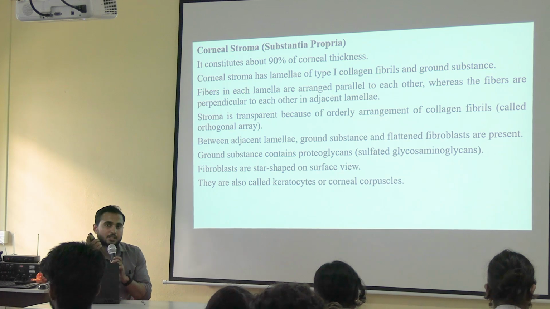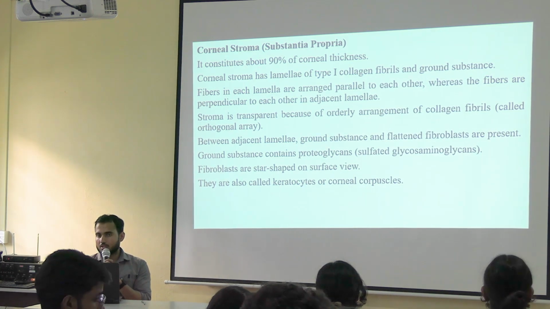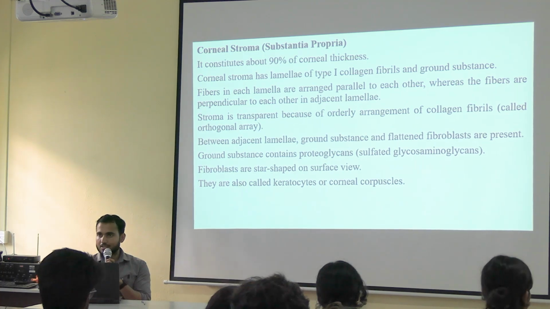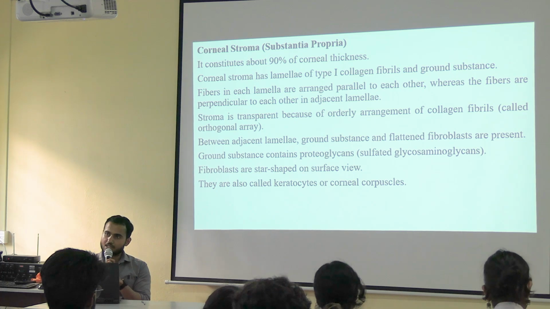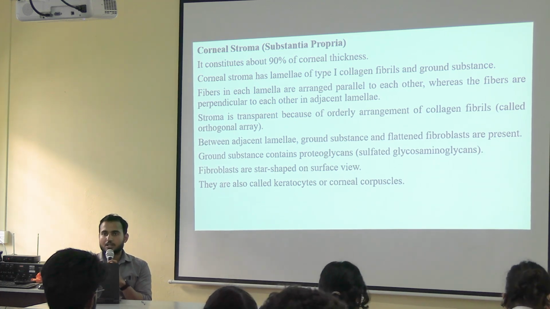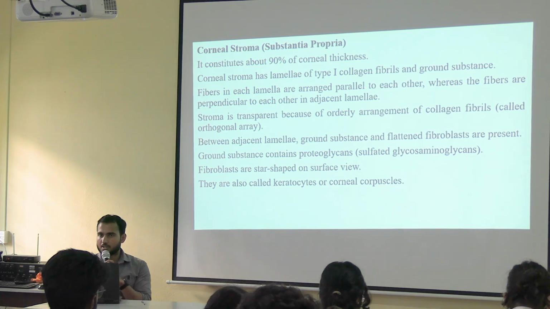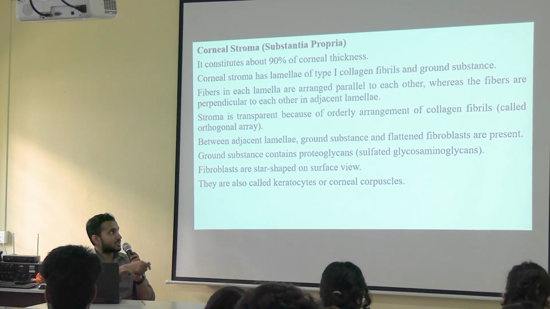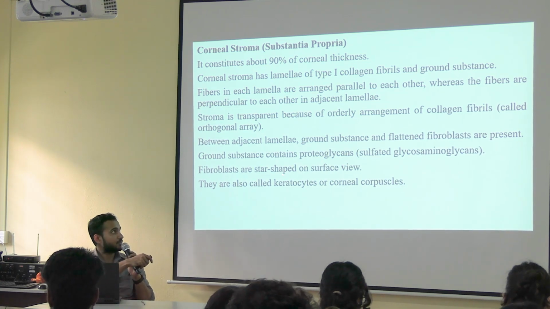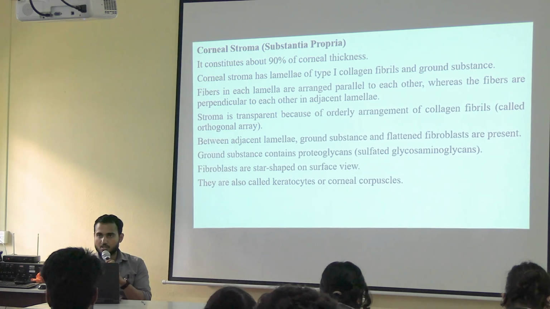Now the fibroblasts are also present. I have told you repeatedly that wherever you get these collagen fibers or ground substance, in that part you will find fibroblasts, because these are the cells which produce the fibers and lay down the matrix or the ground substance. So that's why fibroblast cells will be present. Here the fibroblast cell has a star-like appearance, and they are also called keratocytes or corneal corpuscles.